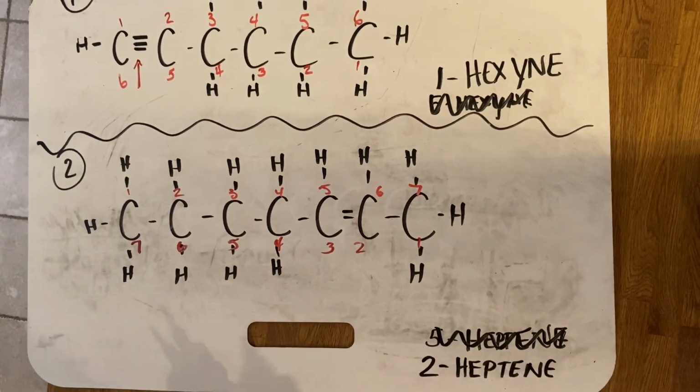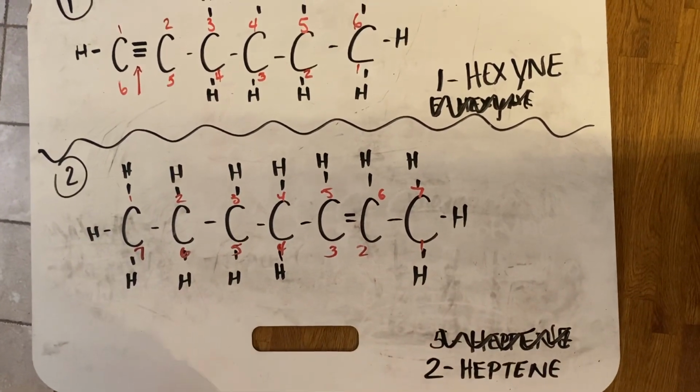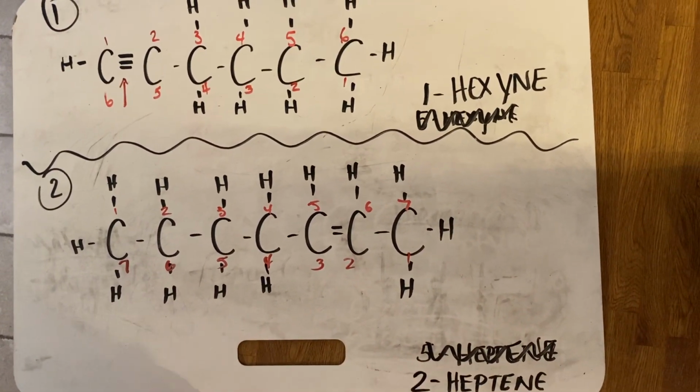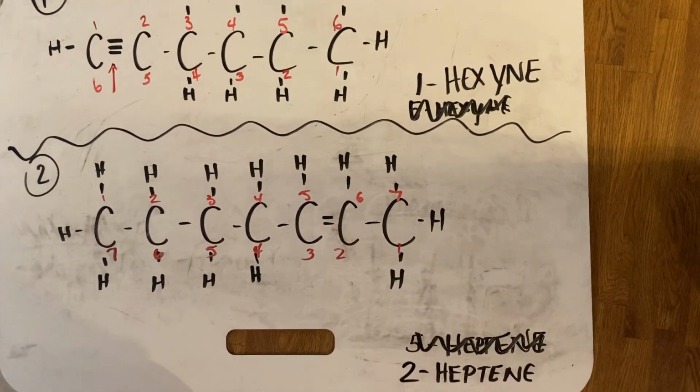So I can't say to you start from the left or start from the right. I have to tell you that you have to count it in both directions and figure out which one gives you the lowest carbon number. That's going to be the correct way of naming it.